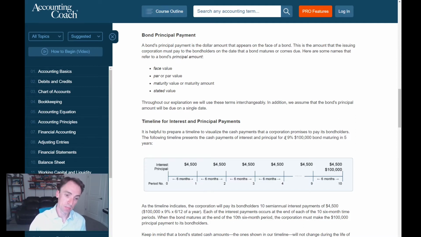And it's taking that 9%. 9% of $100,000 is $9,000. But you're not getting that in one lump sum. You're getting it semi-annually. So half of $9,000 is $4,500. So after 6 months, you're getting $4,500. And then every 6 months after that, you're getting another $4,500 until the very end of the bond's maturity, or when it matures, you're getting your final coupon payment of $4,500. And you're getting the face value of the bond back. So you get your $100,000 back, and everything is done and closed.